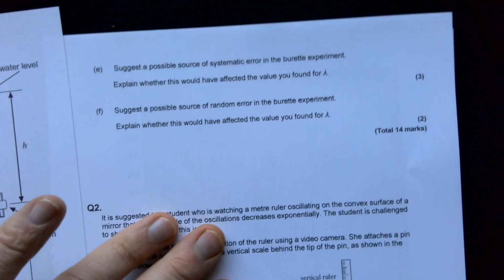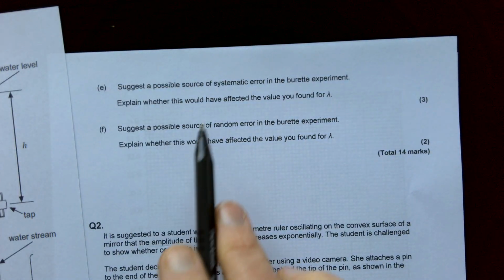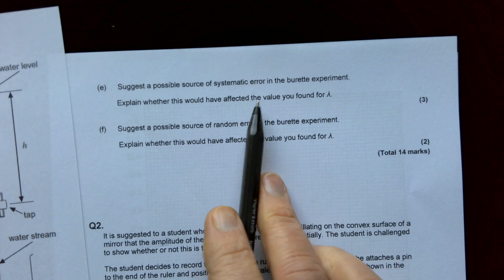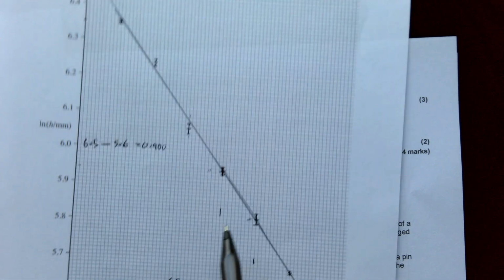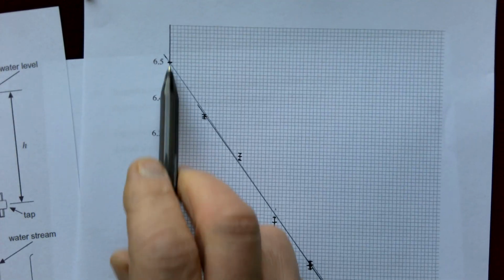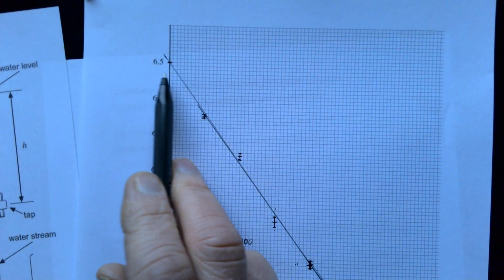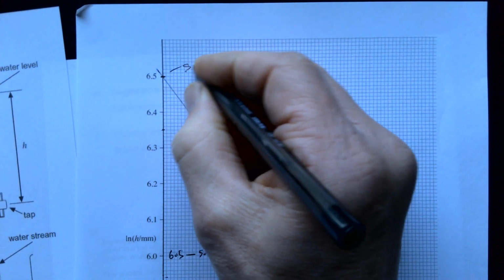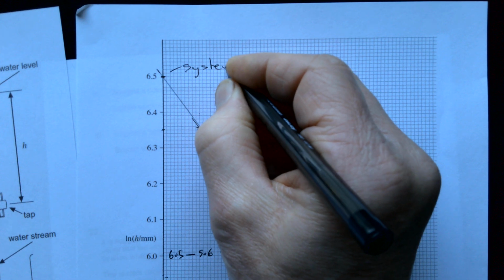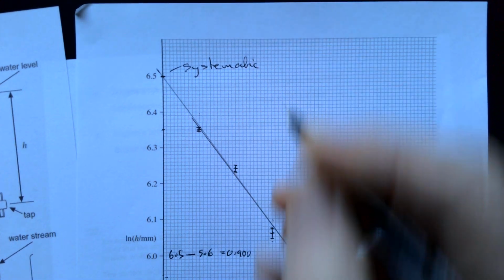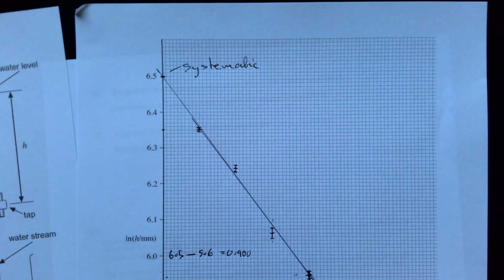As I say, there's a little bit here which says suggest a possible source of systematic error in your burette. So there is systematic error because that's what causes that to be off at the top. That's your systematic. And that's the thing that you can see. It'll be off by the same amount all the way down.